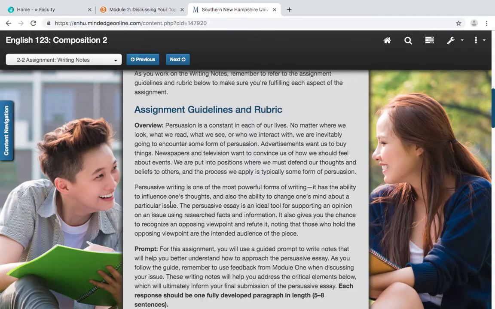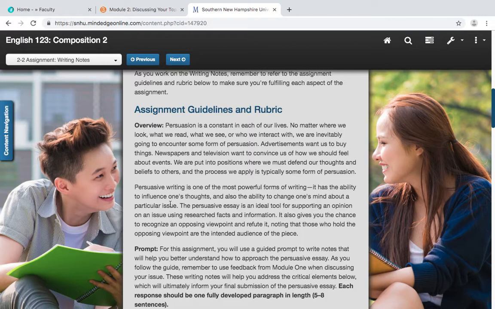So, overview. Persuasion is a constant in our lives, no matter where we look, what we read, what we see, or with whom we interact. Anyways, persuasion is critical. This is trying to get you to buy into, hey, this paper isn't just making you jump through a hoop.